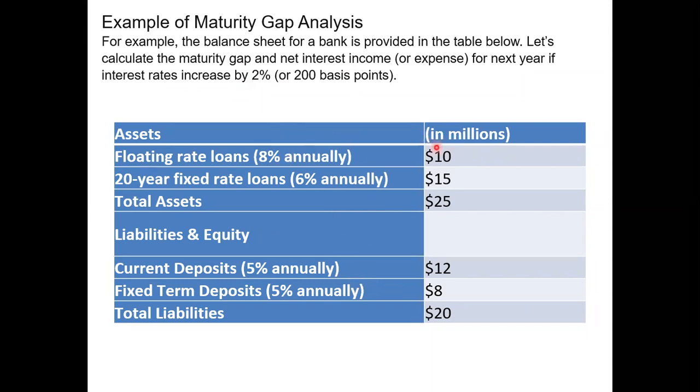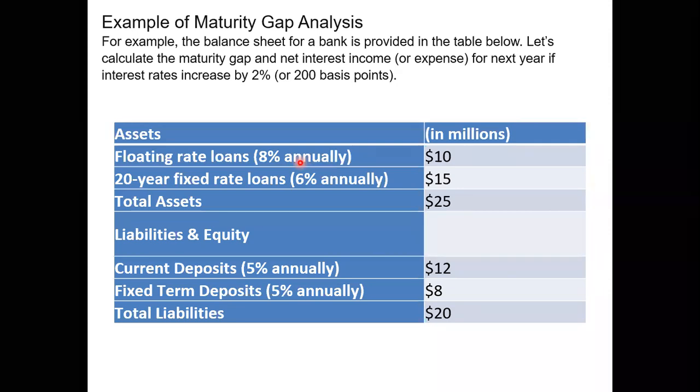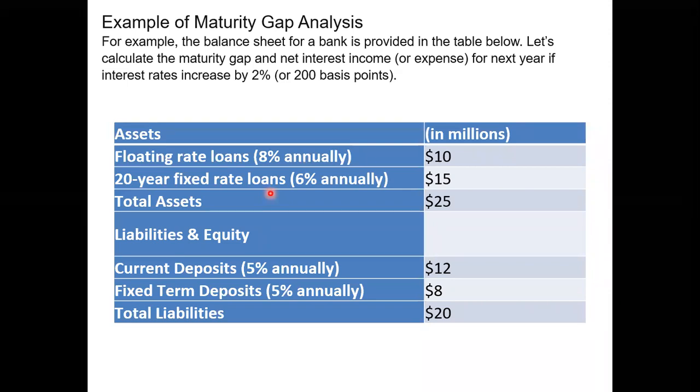Here the total assets equal 25. So floating rate loan. What does floating rate mean? Floating rate means it fluctuates, a variable interest rate. And a 20 years fixed rate loan. So which one is more sensitive, floating rate or fixed rate loan? My dear students, which one is the rate sensitive loan? The first one or second one? 10 million or 15 million? Which one is the more rate sensitive asset? 10 million or 50 million?